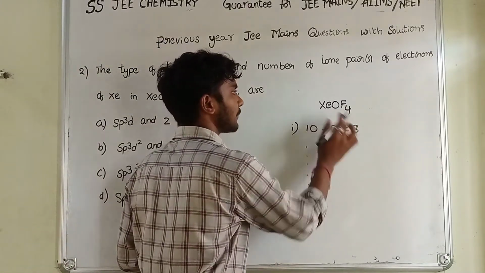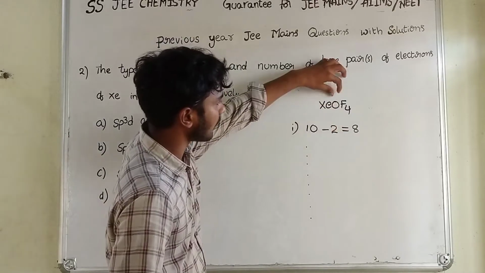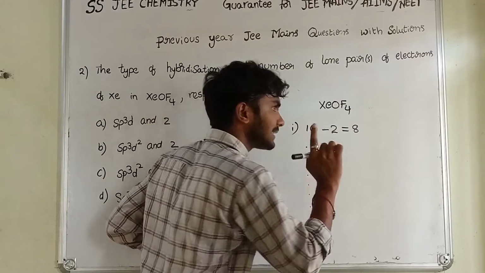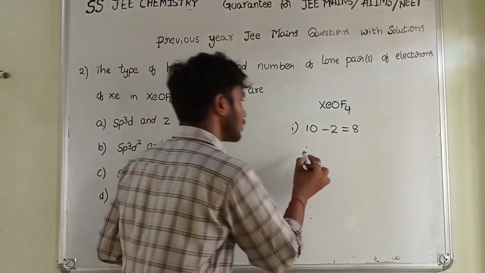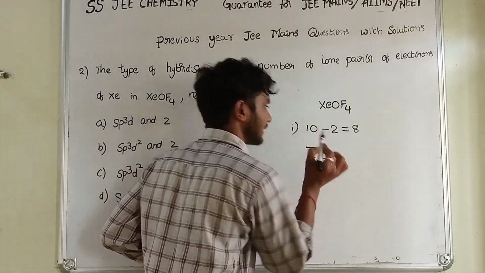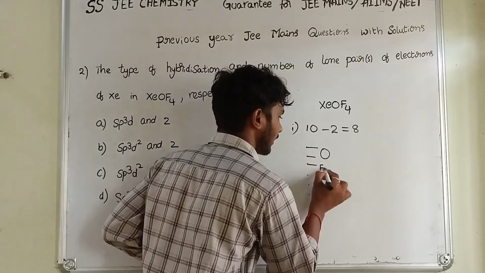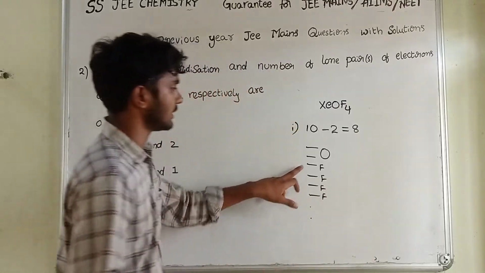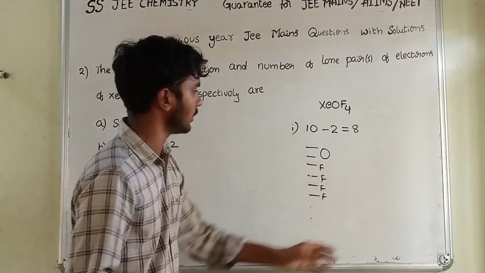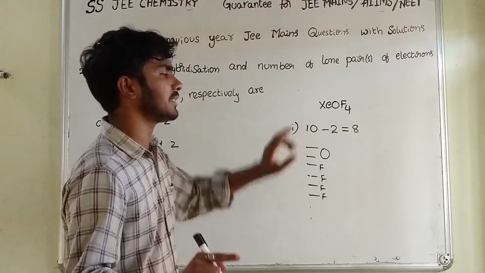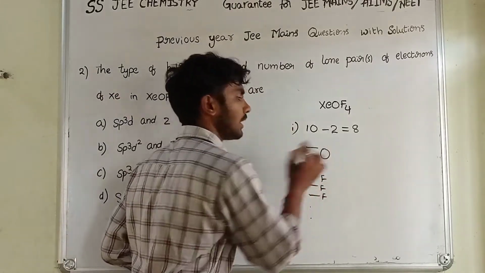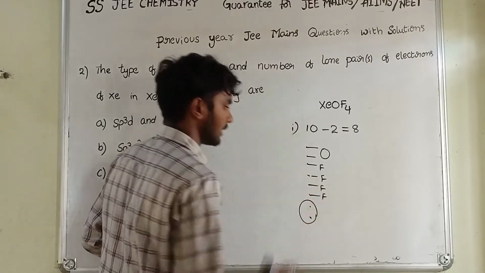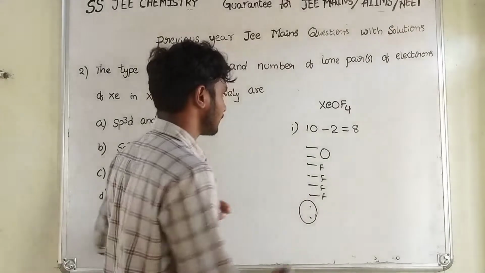And here what are the side atoms? The side atoms are oxygen and 4 fluorines. If oxygen is the side atom, then we should connect 2 dots for oxygen. For everything else we should connect 1 dot. Each dot is connecting with fluorine. 4 dots are connected with fluorine. Oxygen takes 2 dots, and the remaining 2 dots are left. So we should circle those 2 dots.